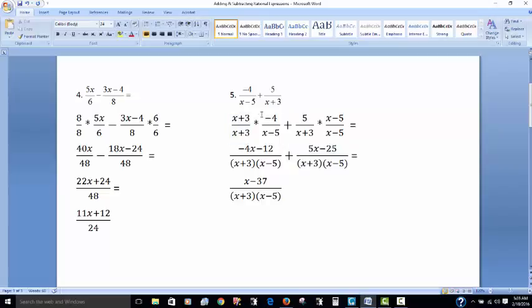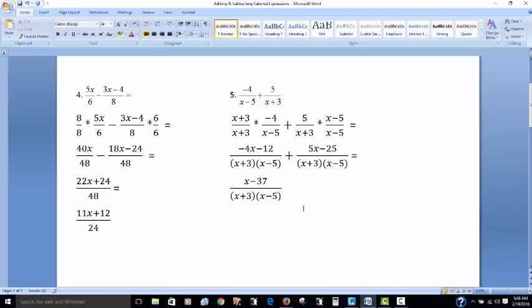So x plus 3 times negative 4 gives me negative 4x minus 12. And then 5 times x minus 5 gives me 5x minus 25. Notice both denominators are the same. So now, since the denominators are the same for both fractions, all I need to do is combine my numerators to get my answer. So negative 4x plus 5x is just x, and negative 12 minus 25 is minus 37. So the final answer is x minus 37 over the denominator x plus 3 times x minus 5.